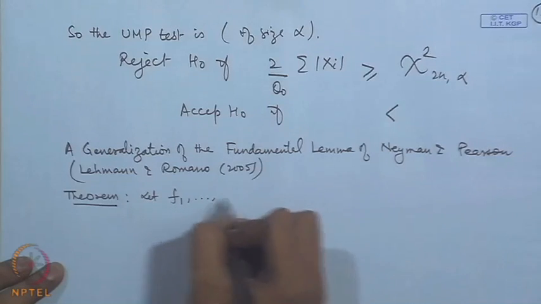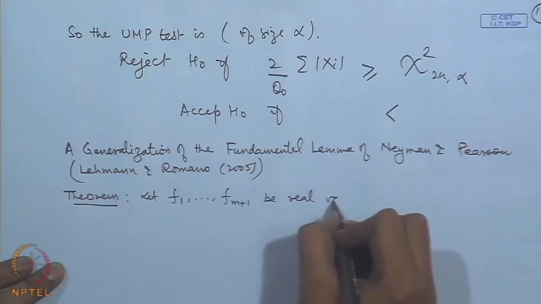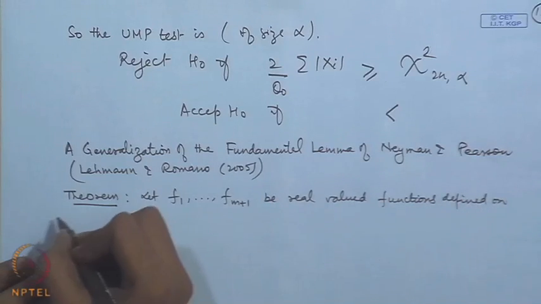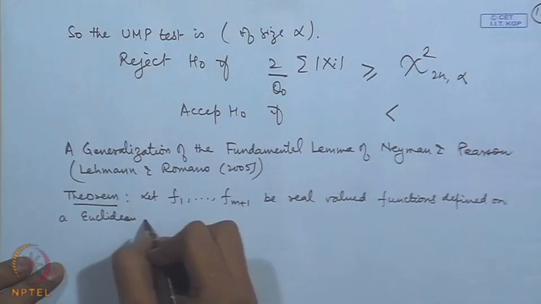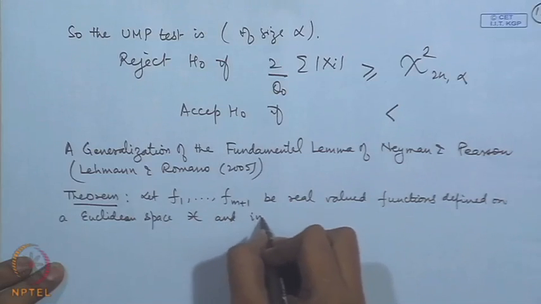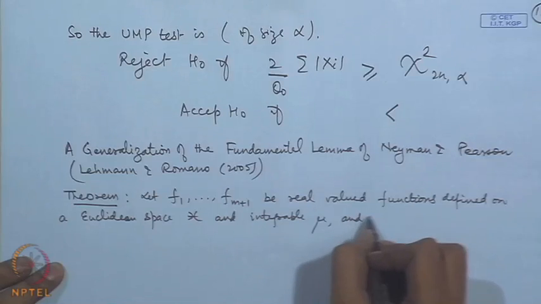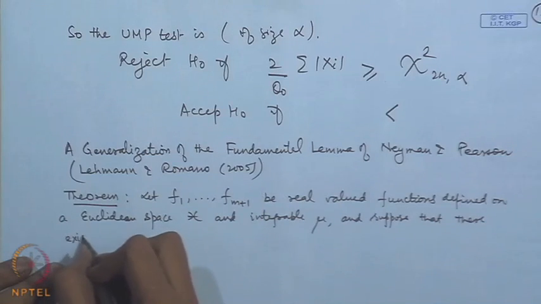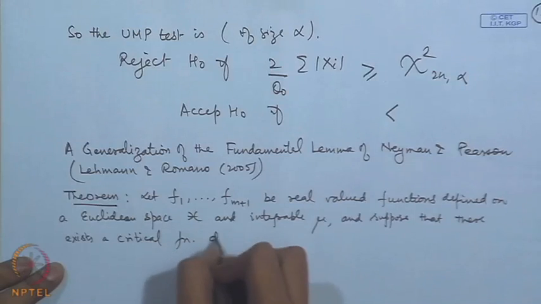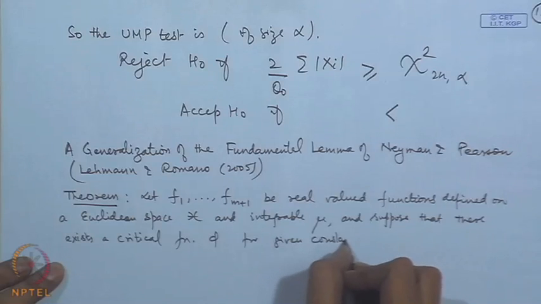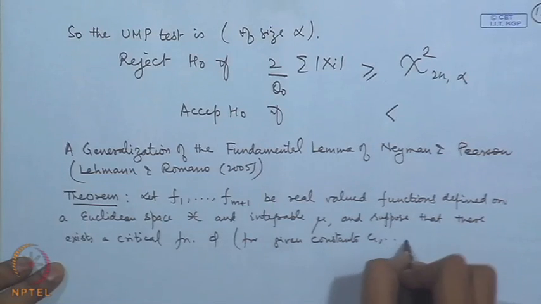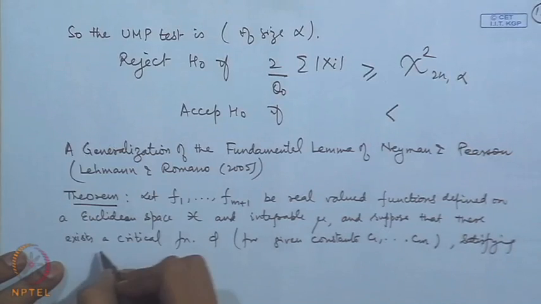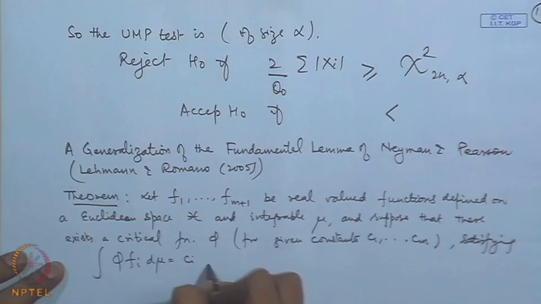Let f 1, f 2, up to f m plus 1 be real valued functions defined on a Euclidean space X and integrable with respect to mu, and suppose that there exists a critical function phi for given constants C 1, C 2, up to C m satisfying integral phi f I d mu is equal to C I, I is equal to 1 to m.